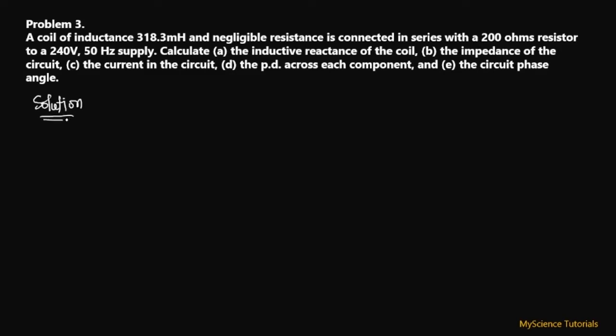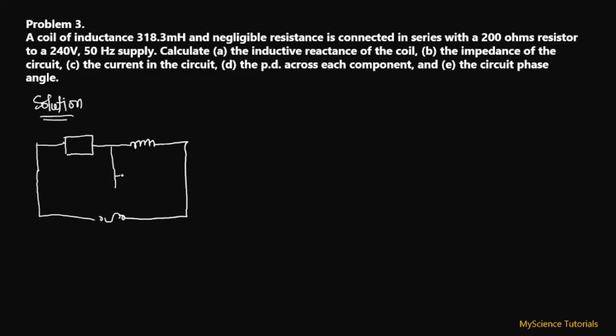Now, for the sake of those who might not be able to visualize this, let me try and draw the circuit diagram. So in the circuit, we have a resistor, we have an inductor, and then we have an AC source over here. So this is how our diagram is going to be. Over here, we don't know the potential difference across each of the components. So VR and VL, we don't know. This is our resistor. This is our inductor L. The current I, we also don't know.